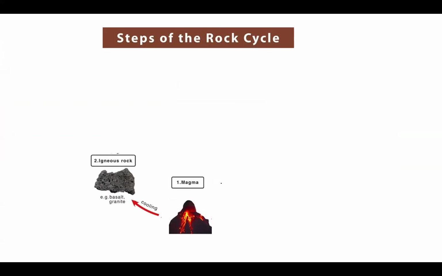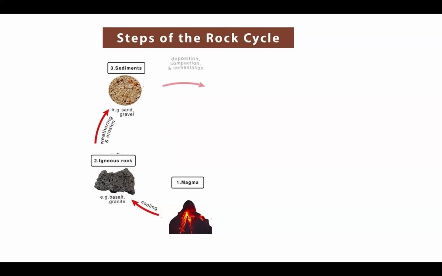By the cooling, we can see some igneous rocks, for example basalt and granite. We will go into detail about these igneous rocks in coming slides. After the igneous rocks are formed, they go through a process called weathering and erosion. Due to that, some sedimentary rocks are formed.